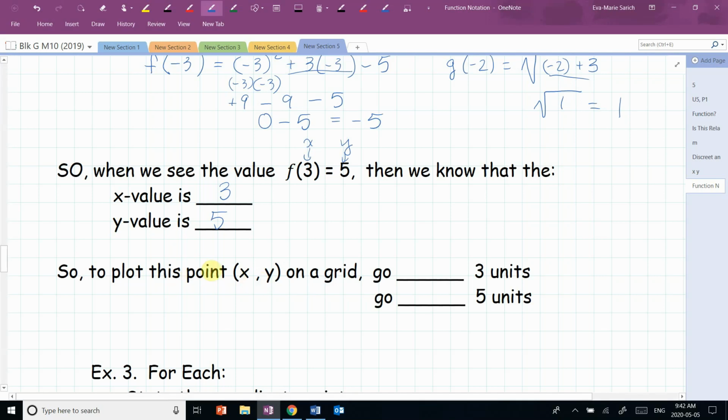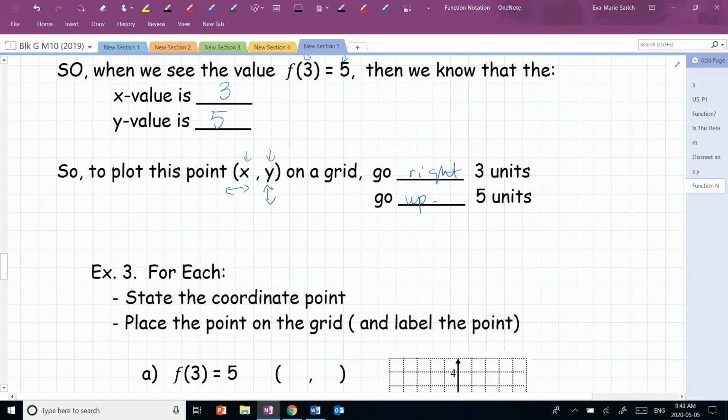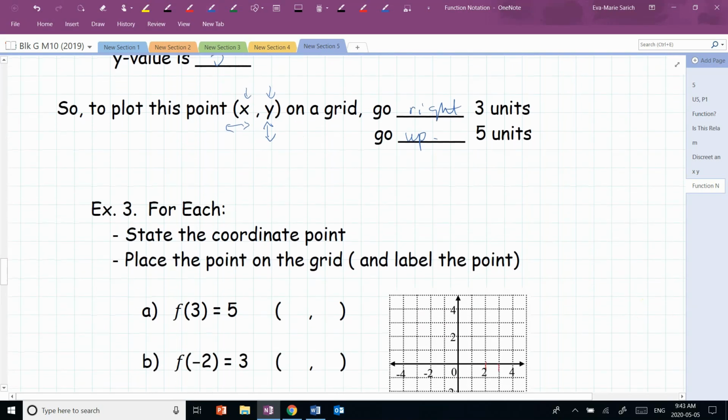So remember that the x value goes first, the second value goes second. Or sorry, the y value goes second. And x is left and right and y is up and down. So in this particular case, if the x value is 3, we're going to go to the right 3. And the y value is 5, we're going to go up or down, and it's positive, so we're going to go up 5. Okay, so we can plot those points.